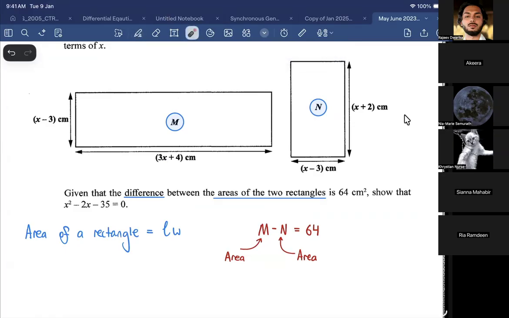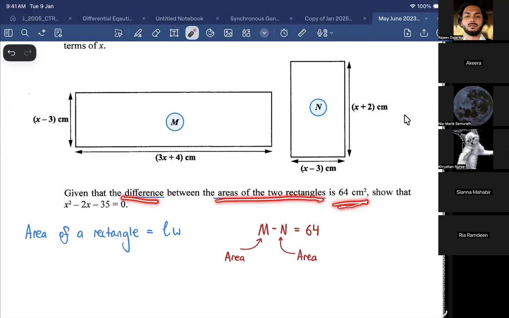So again, let's just understand it again, right? Akira, Nia, Christian, Sienna, Ria, pay attention, guys. All right. So Nia, they say given. Given means that they're telling us something, right? So the difference between the areas of the two rectangles is 64. Nia, you there? Yes, sir. At this point in time, Nia, do I know what the area of any of the rectangles is? No. But what do I know though?